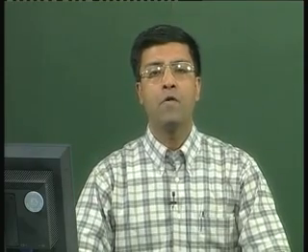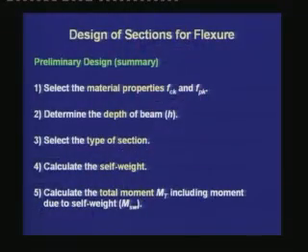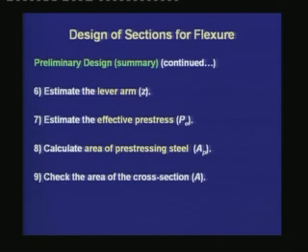Once we have selected the type of section, we can estimate its self weight, and then we calculate the total moment, which includes the moment due to dead load, live load, and the moment due to self weight. After this, we estimate the lever arm. The lever arm is expressed as a fraction of the total depth.